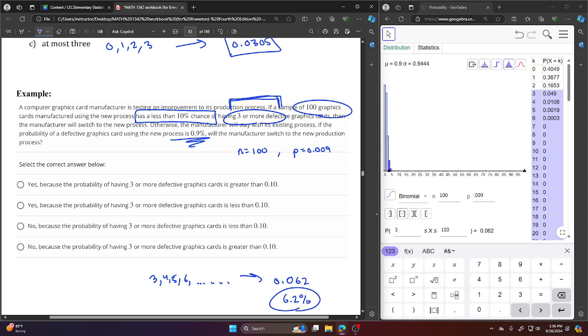So it seems okay. It seems like everything's good. So I'm just going to reread it. If the sample of the new process has less than 10%, then they're going to switch to this new process. Okay, so that's what they're kind of going with. So everything's cool. We like it. It's better than what we've had. Do we switch? I would say yes. So those are good because the probability of having 3 or more is greater than? No, because the defective is less than 10%.